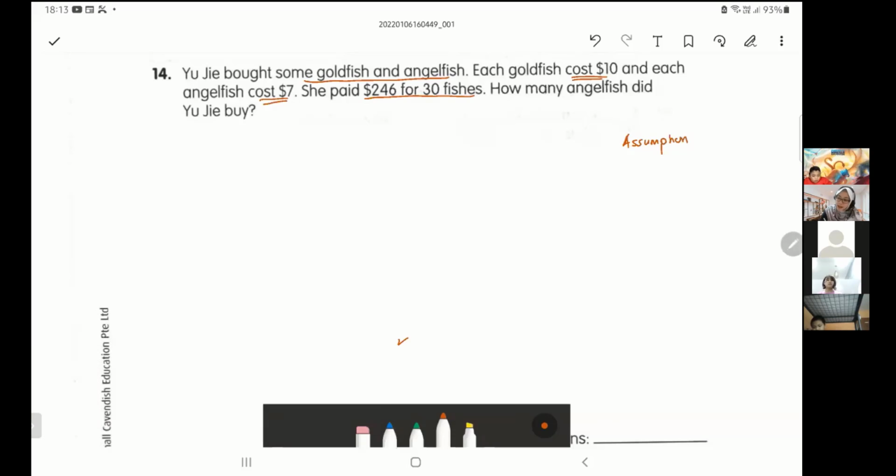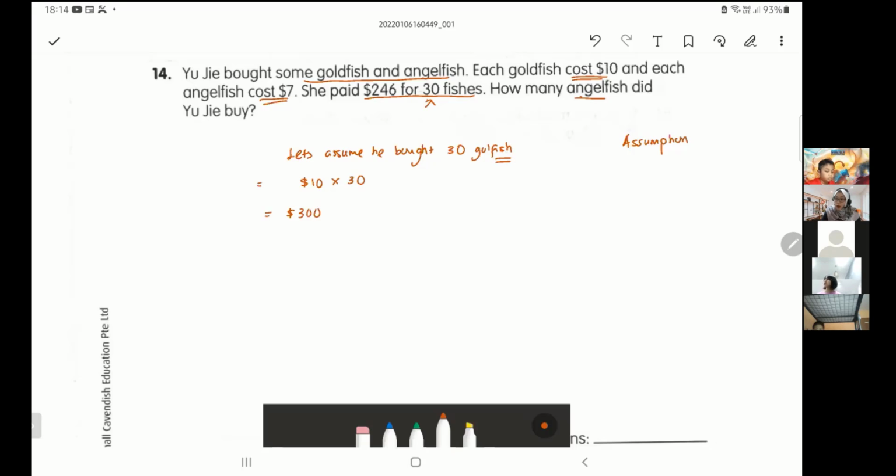So let's assume, I want to know angelfish, right? So if you want angelfish, you always assume the other item, so the other item is your goldfish. Whatever you want to find, you must assume the opposite item. So let's assume he bought 30, all the fishes are goldfish. The goldfish is $10, so $10 times 30, he spent $300 on the goldfish.